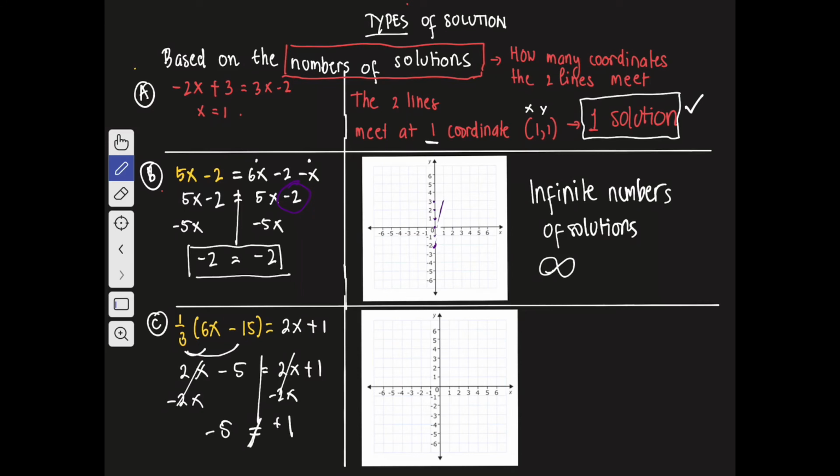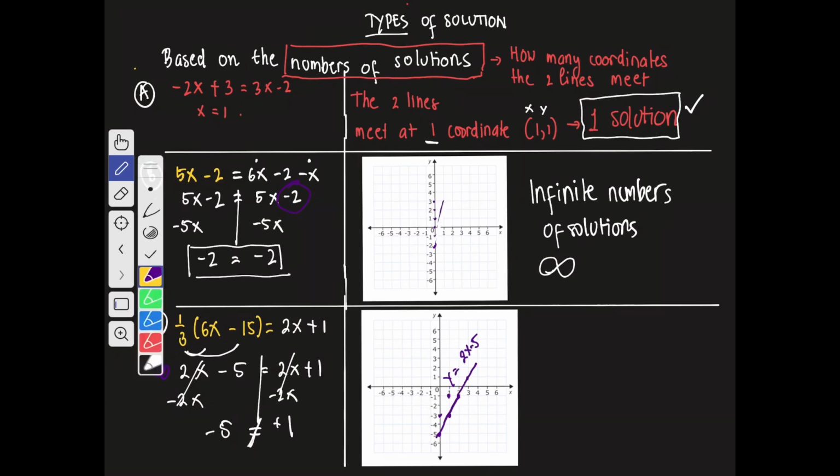What does that mean? If we are to graph this, I'm going to graph this line first, 2x minus 5. I'm going to start with negative 5 and go up 2 over 1. So I'm going to go up 2 and 1 to the right. Repeat the slope, 2, 1. So the line will be like this. So that's the first line. This is y equals 2x minus 5.